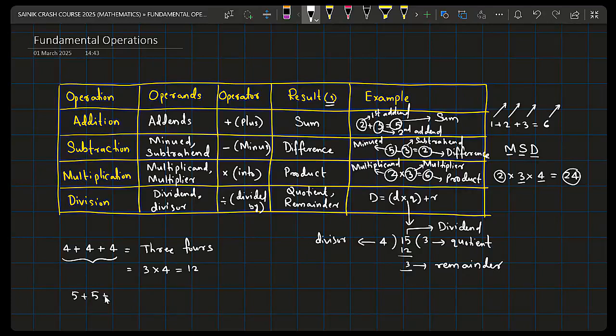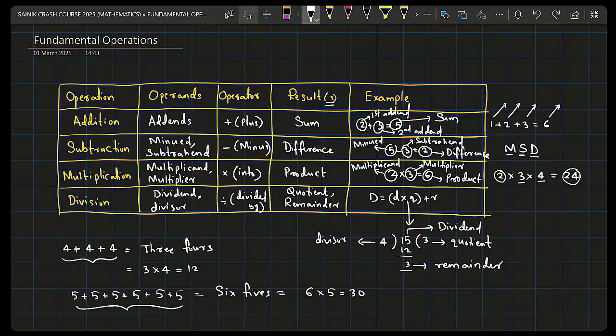5 plus 5 plus 5 plus 5 plus 5 plus 5. So how many fives are there? There are 6 fives. So we can write 6 fives. 6 fives, how can we write in multiplication form? 6 fives are 30. So this repeated addition will become multiplication. So this is the relation between addition and multiplication.